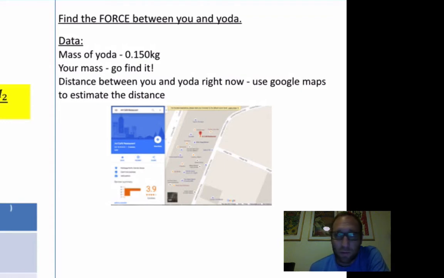So estimate the distance between you and Yoda, use your two masses, and find the force between the two of you. Do it.